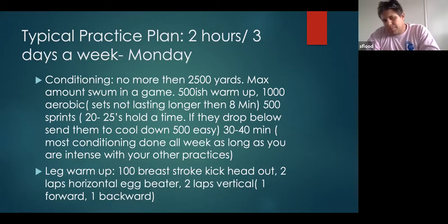Then leg warm up: 100 breaststroke kick, hands out or head out with your hands behind your back, just working on a position where your body is kind of arched, with faster breaststroke kicks. Then 100 breaststroke kick with your head out. Some horizontal egg beater, 2 laps, just to warm up the hips and knees, and then vertical, 1 forward, 1 backwards, just to warm up the legs. People forget to warm up the legs. Egg beater, man. As a person that doesn't get in the water as much as possible, it hurts when you can't do egg beater every day.